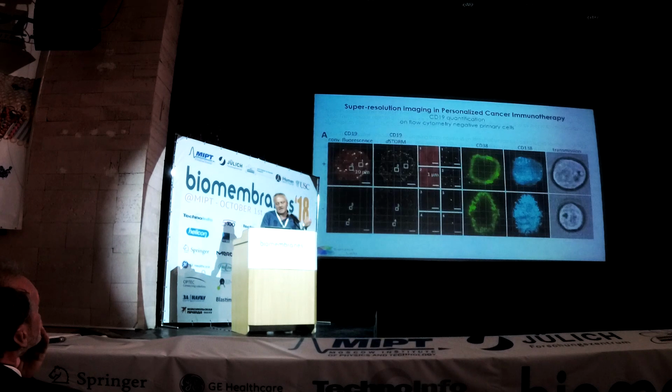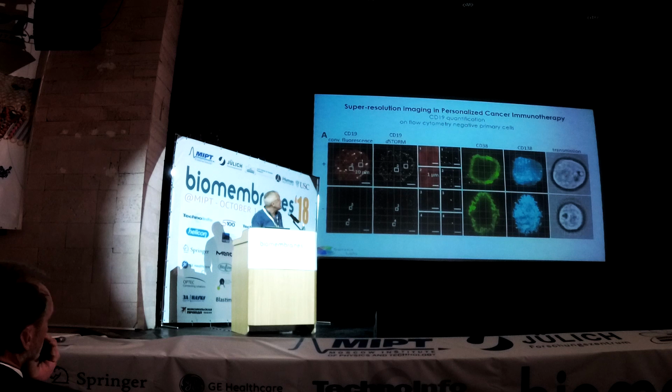So what have we done? We started with 20 patients in the hospital, multiple myeloma patients. First of all, of course, we did a quantification with a cell culture line expressing CD19, compared flow cytometry experiments and quantification with our data. But then we started with 20 patients, and these are some flow cytometry negative multiple myeloma cells of this patient.